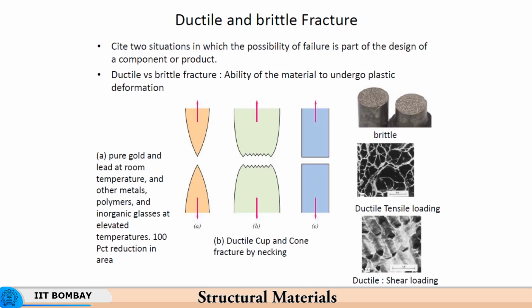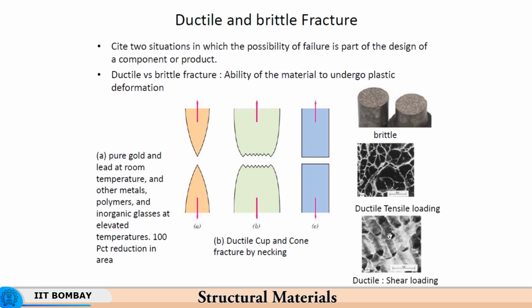So the ductile deformation takes place in the interior of the grain, and then after substantial deformation these voids grow, coalesce, and then a cup and cone type of fracture takes place in the material after a substantial reduction in the cross sectional area.